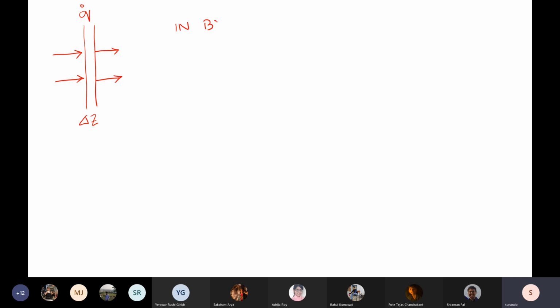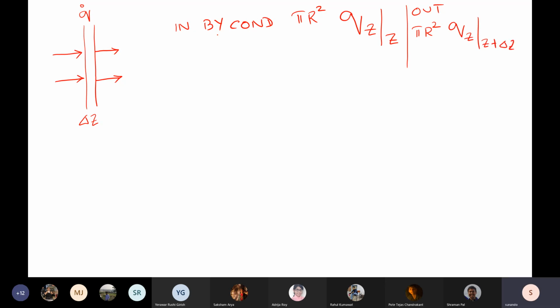The heat in by conduction would simply be whatever be the heat flux in the z direction multiplied by the cross-sectional area through which it flows. And of course, what would be the expression for out? Area remains the same. The q_z is only evaluated at z plus delta z. So this is in and this is out.